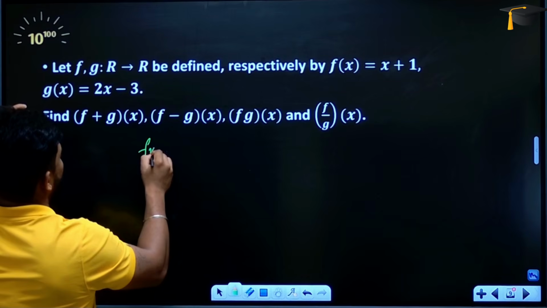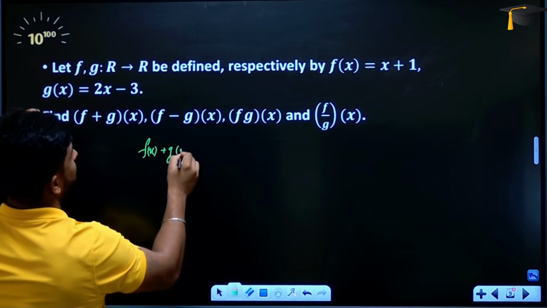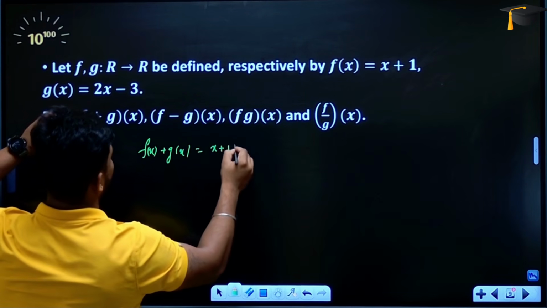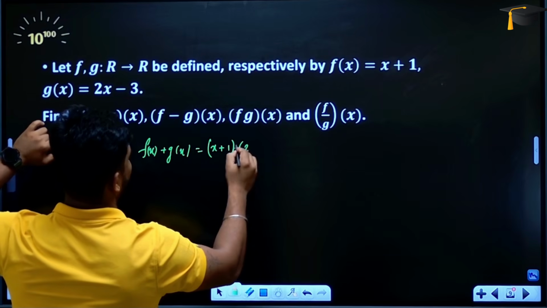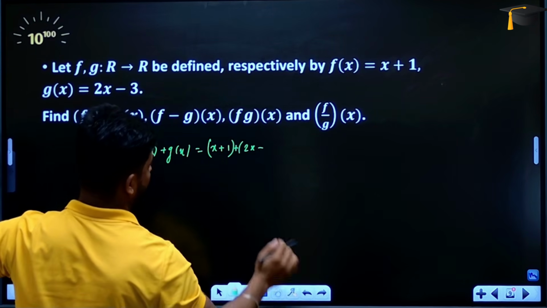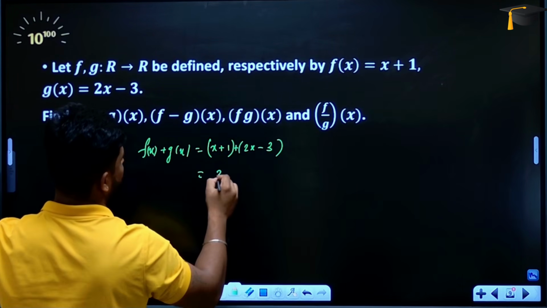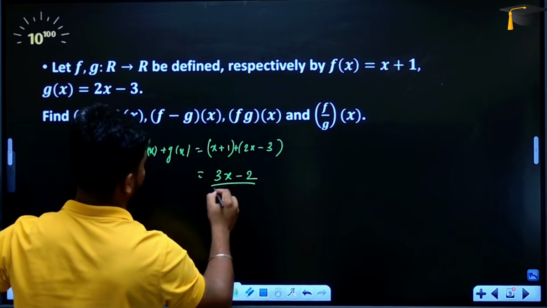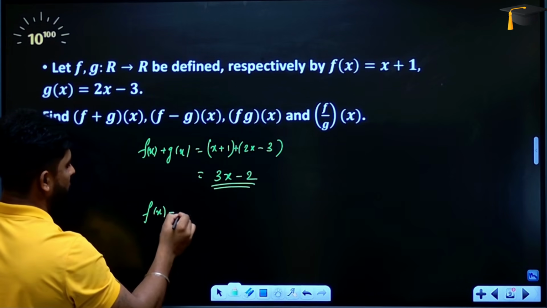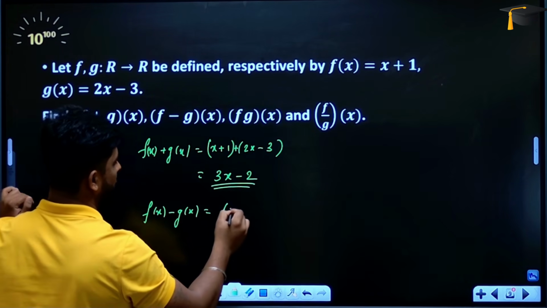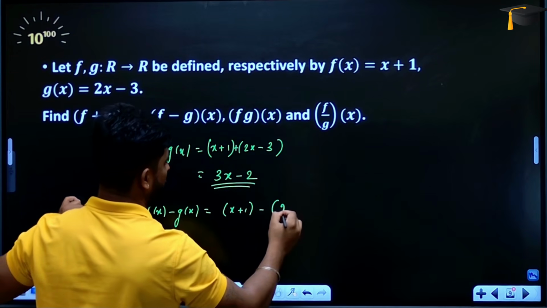So first f of x plus g of x, so it is x plus 1 plus 2x minus 3. So 3x minus 2. Okay, now f of x minus g of x is x plus 1 minus 2x minus 3.